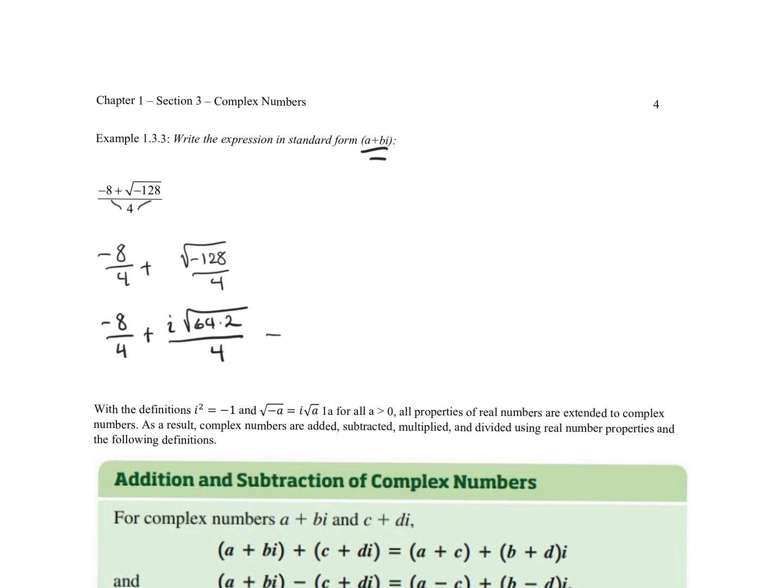I can rewrite this: negative 8 over 4 plus i, the square root of 64 is 8, and then root 2, all over 4, and then I'm going to simplify. Negative 8 divided by 4 is negative 2, plus 8 divided by 4 is a 2, so 2i root 2. So there is your simplified version.